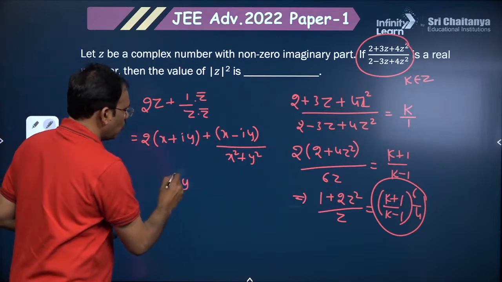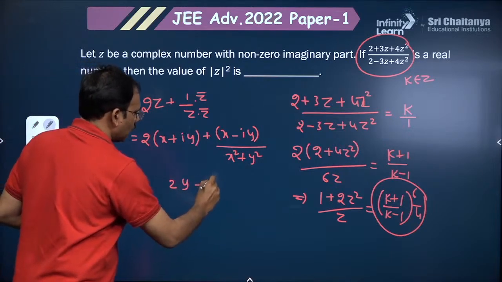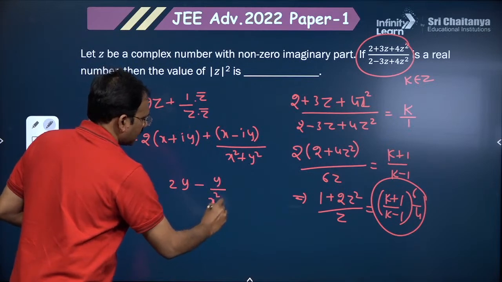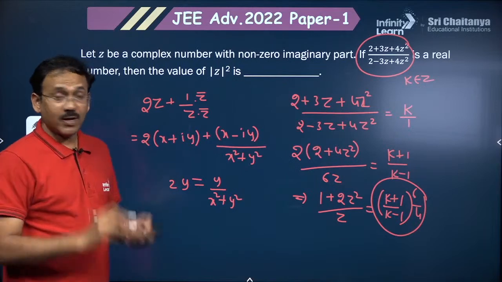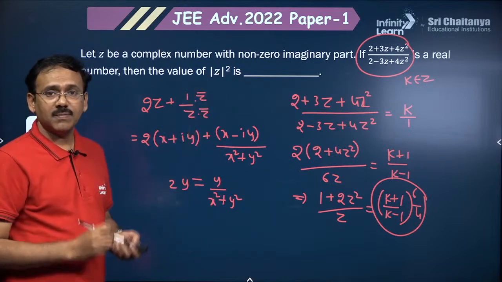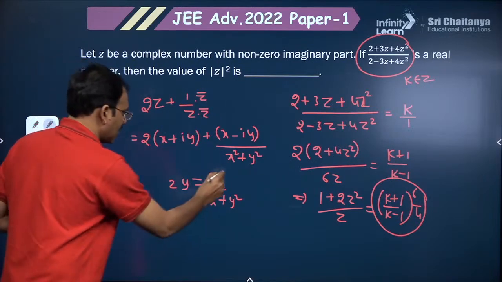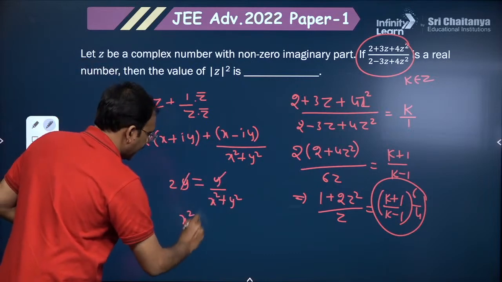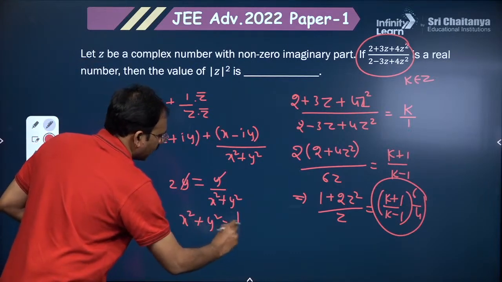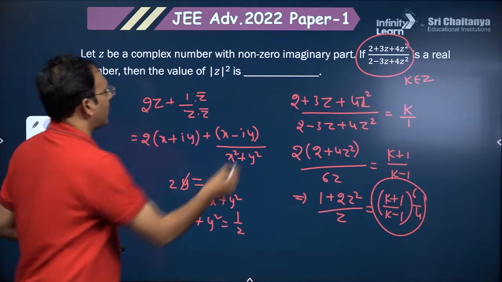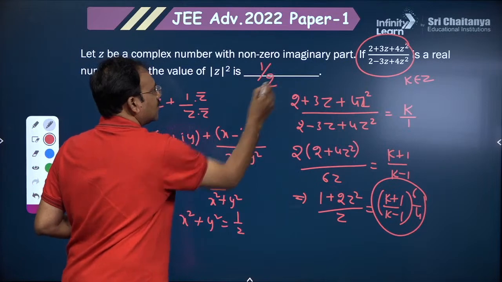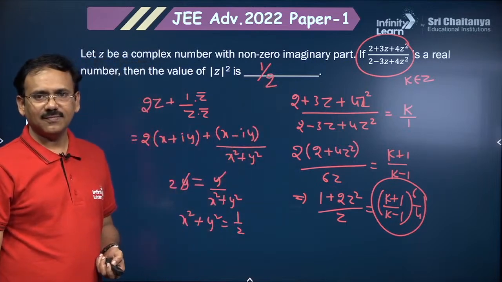Imaginary part is 2y minus y by (x square plus y square), which must be 0, so these two must be equal. But y cannot be 0 according to the problem. He said its imaginary part is not 0. So you will get x square plus y square value is 1 by 2, which is nothing but mod z square, right? So mod z square value is asked, so this is nothing but 1 by 2, that's all, right friends.